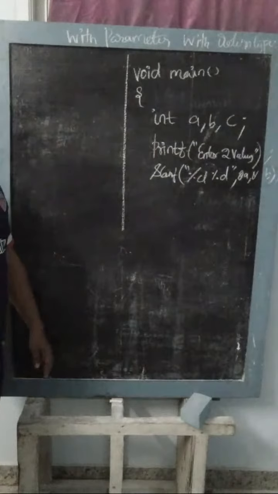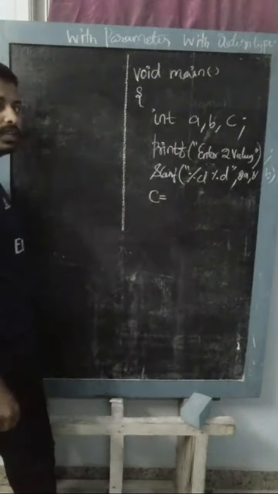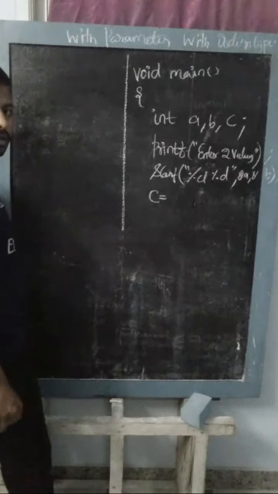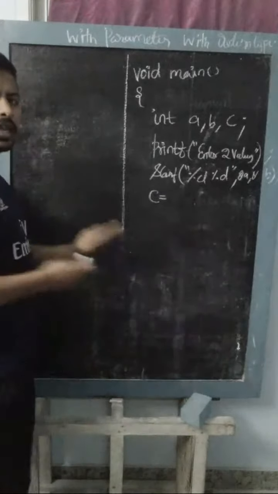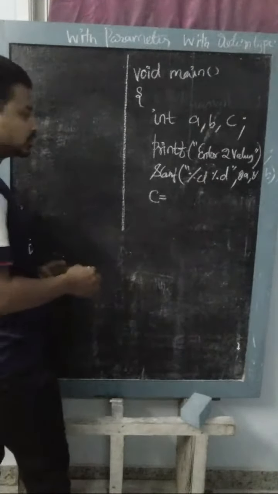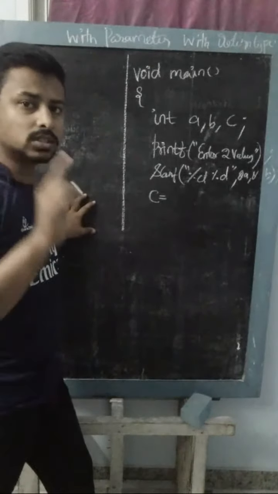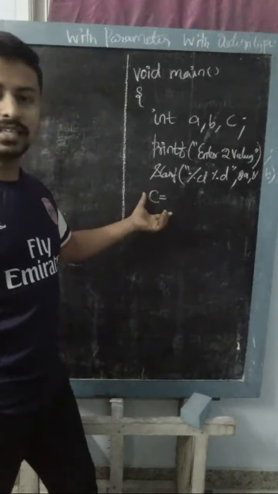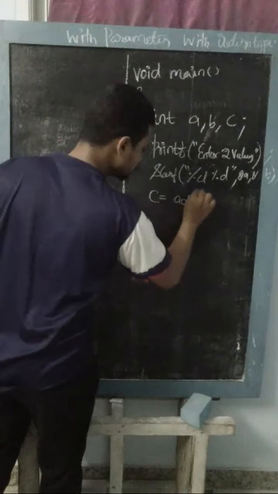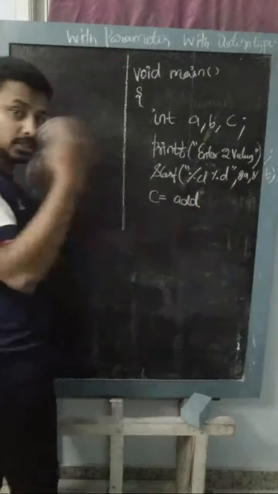Now an important thing: in the sum of two numbers, we usually do C is equal to A plus B, but here I'm going to call a function. You know already what is function call and what is function definition. Now I'm going to call a function called add, and pass the values of A and B to the function.